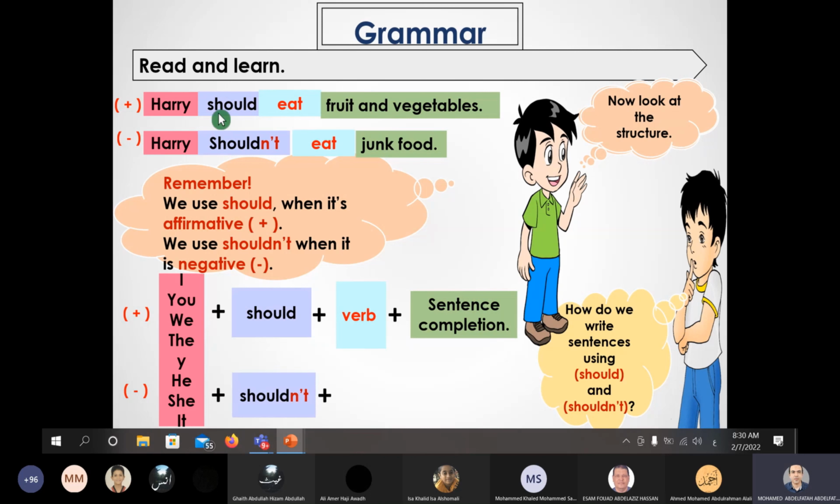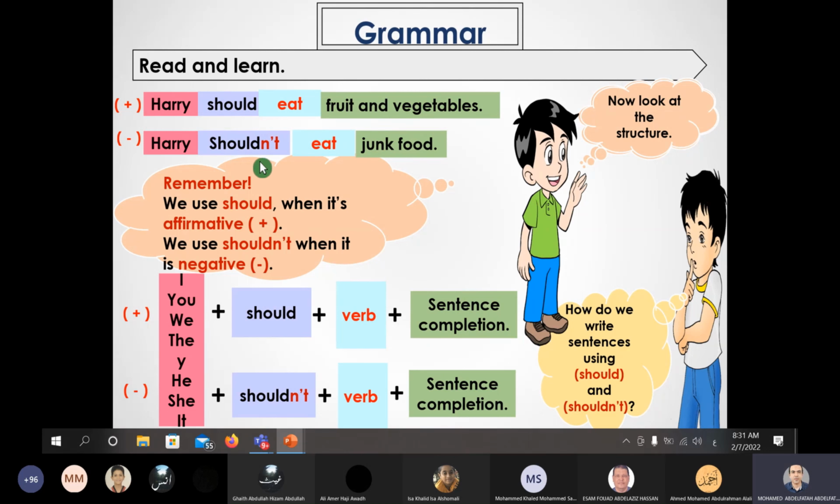Look here. Harry should eat. Not eats, not eating, not ate. This is the original, the main verb. This is the base form of the verb. This is called infinitive. We use should for positive sentences. Positive means affirmative. Positive and affirmative are the same. Harry should eat fruit and vegetables. This is a positive sentence, a sentence in the affirmative.